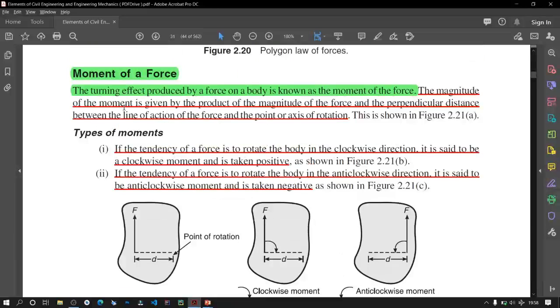According to moment of forces, the turning effect produced by a force is known as moment of force. The magnitude of the moment is given by the product of the magnitude of force and the perpendicular distance between the line of action of force and the point of axis of rotation. So this is the axis of rotation, this is the line of action, and this is the perpendicular distance.